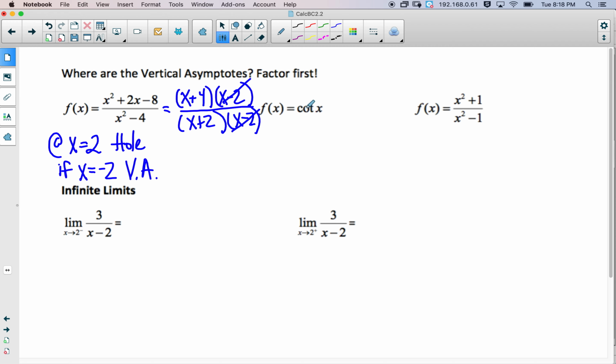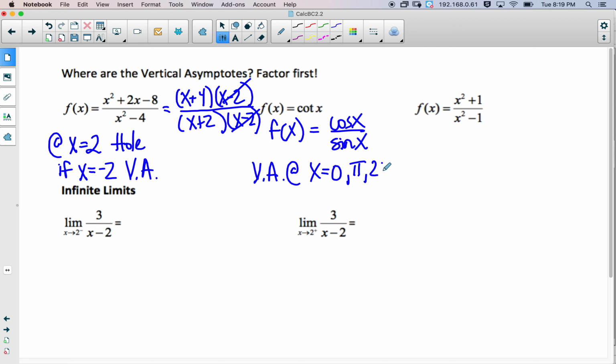Okay, let's take a look at this scenario, cotangent of x. If you don't have your calculator, let's think of cotangent x as cosine x over sine x. And what we need to think of is, when does sine x equal 0? So there'll be a vertical asymptote at x equals, and you need to imagine your unit circle, 0, pi, 2 pi, and on and on.